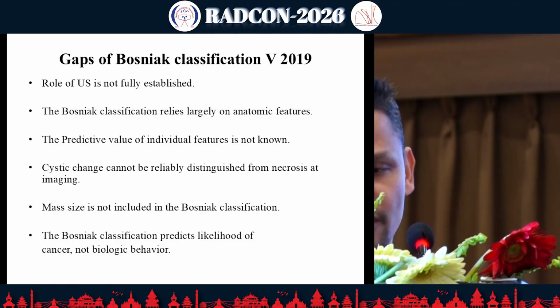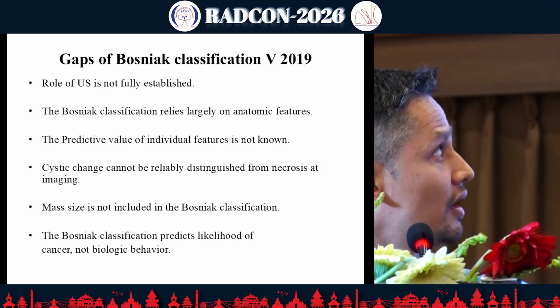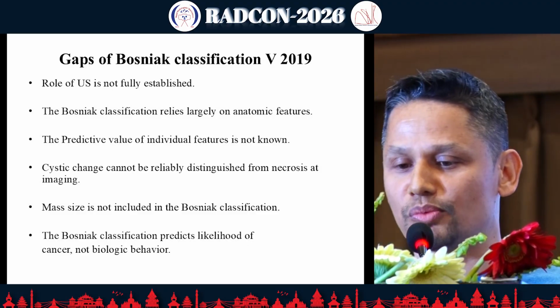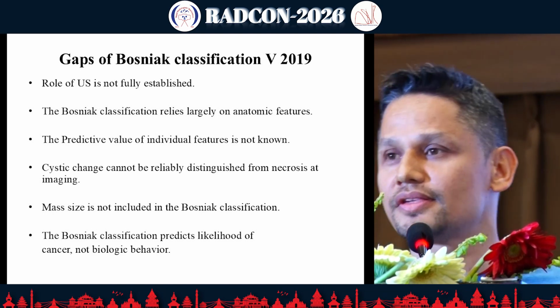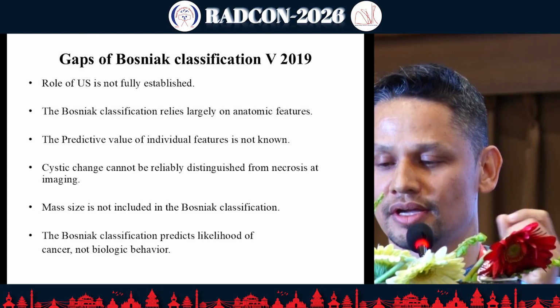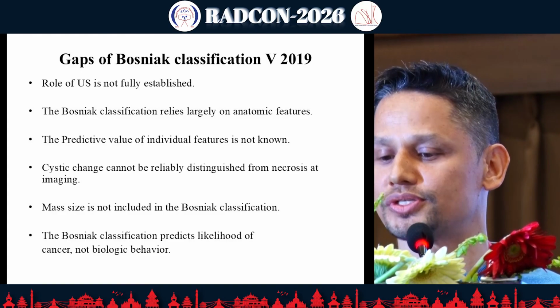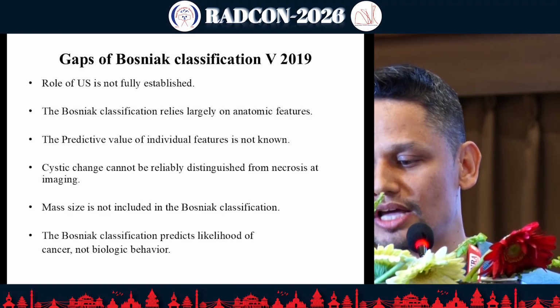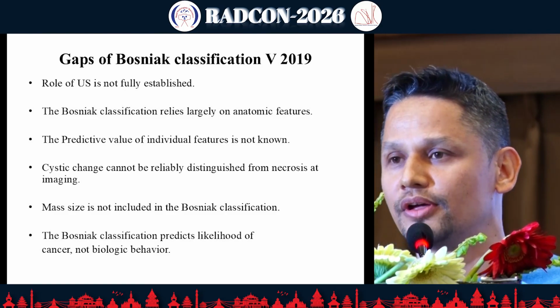What are the gaps of Bosniak classification 2019? The role of ultrasound is not fully established. And the Bosniak classification is largely defined on anatomical features. The predictive value of individual features is not known. Cystic changes cannot be readily distinguished from necrosis, although necrosis is central and there is a thin rind of enhancing mass. Mass size is not included in the Bosniak classification, and the Bosniak class predicts the likelihood of cancer, not the biological behavior.